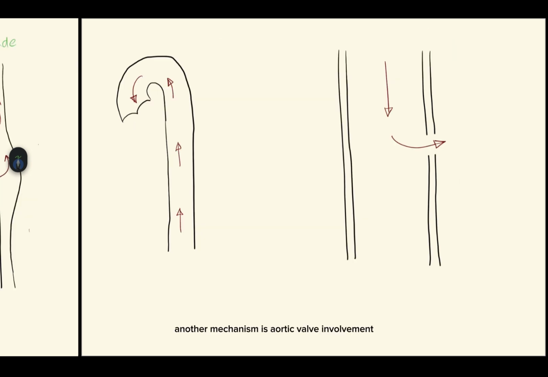Another mechanism is aortic valve involvement. The dissection can disrupt the aortic annulus or the attachment of the aortic valve leaflets. So if the valve leaflets prolapse, it leads to acute severe aortic regurgitation. Obviously, the left ventricle in this scenario is unprepared, and so it cannot accommodate this acute volume overload, leading to flash pulmonary edema and then to cardiogenic shock.